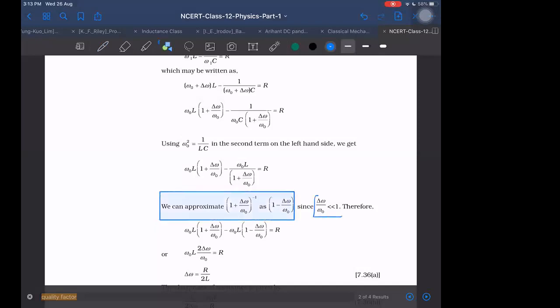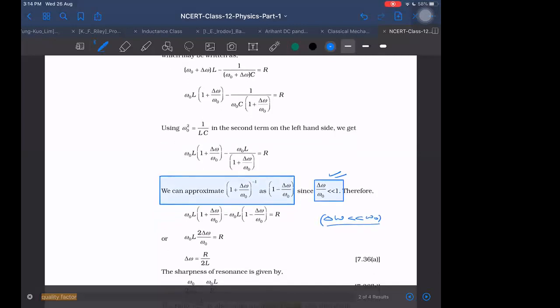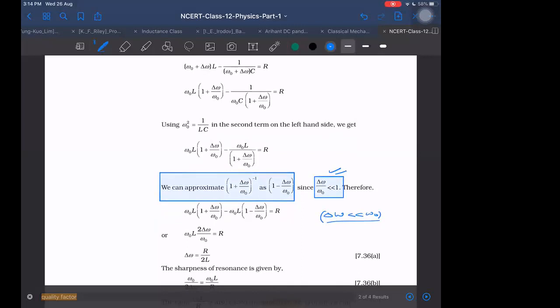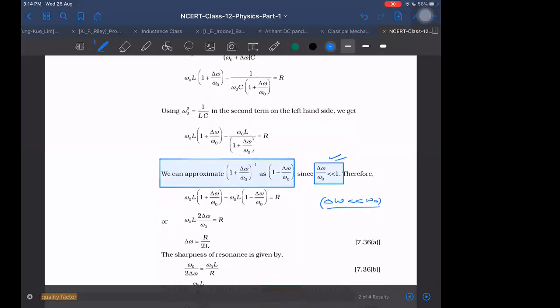Then only are we able to say this, when delta omega is very small compared to omega naught. And why this is very small, I gave you the reason for that. We want to design a circuit for which delta omega must be very small compared to omega naught. Then only will we say its quality is better. Otherwise, when we are playing music of one channel, we will be hearing the music of other channels also. We don't want that to happen, so the circuit should have better quality. So it should have delta omega less compared to the omega naught value. Then we get this, and at last we get this.